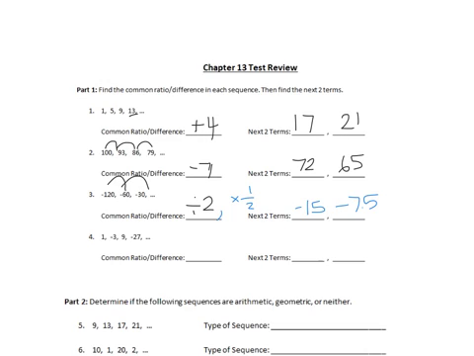This one, the common ratio or difference, it looks like you're multiplying by negative 3. So negative 27 times negative 3 is positive 81. And then 81 times negative 3 is negative 243.